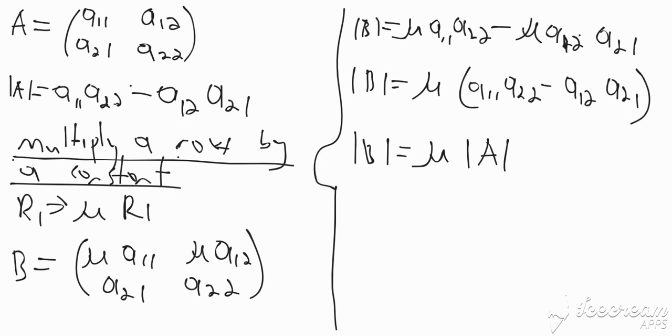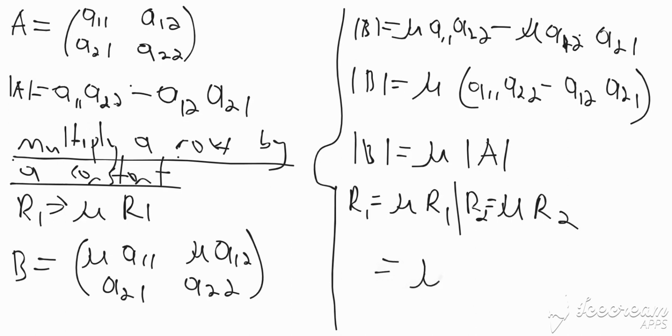Now, while we can explore the property, we can deduce that a similar thing would happen if we were to multiply a single column by mu. You can explore this property for yourself, but if we were to, for instance, say that B is obtained by saying mu times row 1 and mu times row 2, so row 1 becomes row 1 times mu and row 2 becomes row 2 times mu, then what would actually happen is that you will end up with mu squared times the determinant of A.